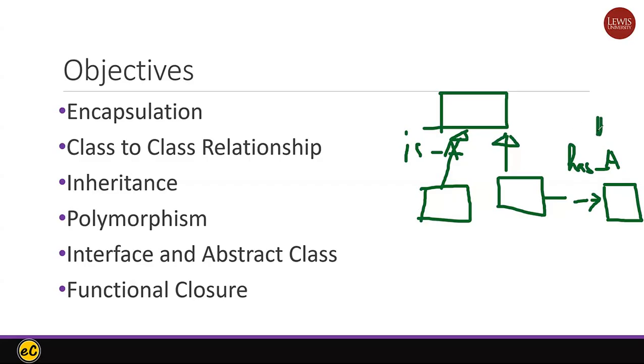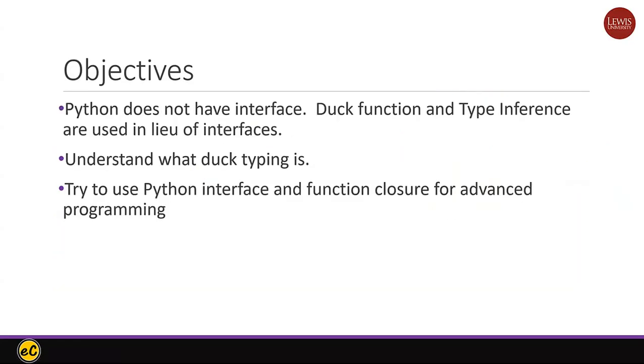Okay, that's actually called the has-a relationship. So this whole thing talks about class-to-class relationships, abstract classes and the functional closure. So today these are the different topics about class-to-class relationships. Python does not have interfaces. Python only has classes, same as C++. But interface is a special concept in Java. So when you study object-oriented programming, different languages still have their differences.